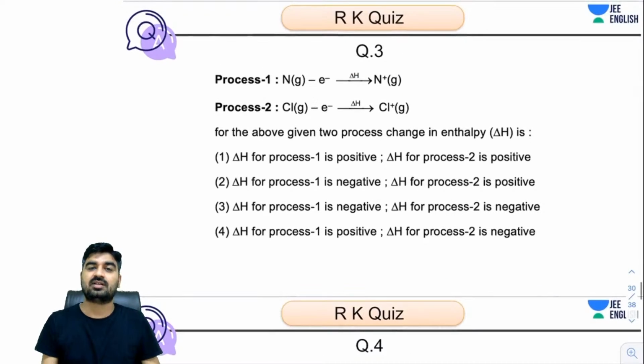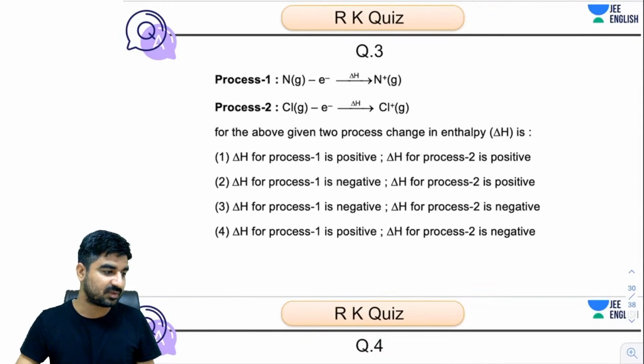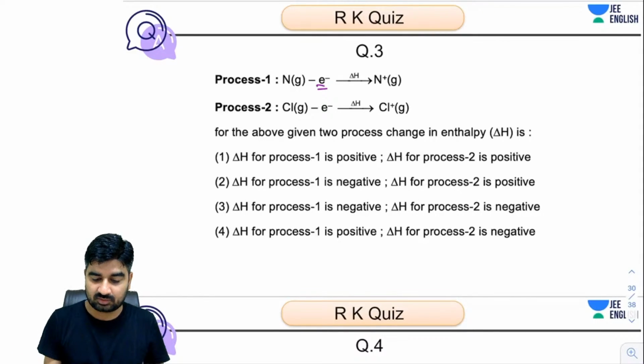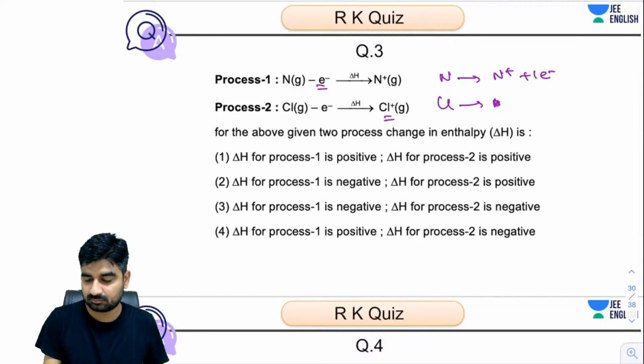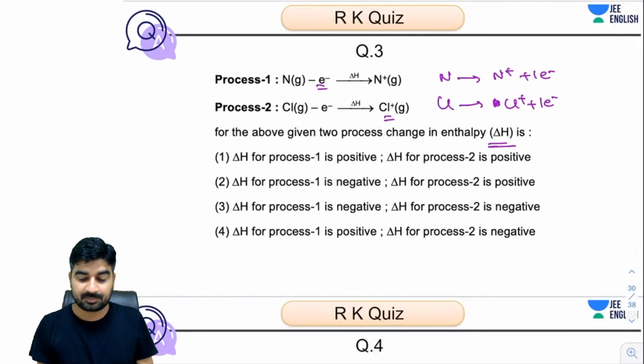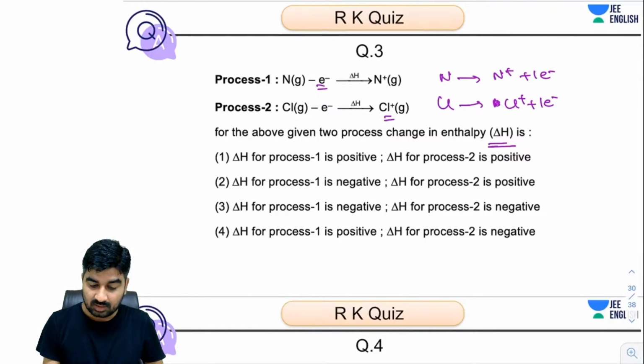Now solve it. In the last class we discussed this thing. Solve it quickly. N losing one electron, chlorine losing one electron. You can also write it this way. So now tell me, in this process, delta H, sign of delta H.